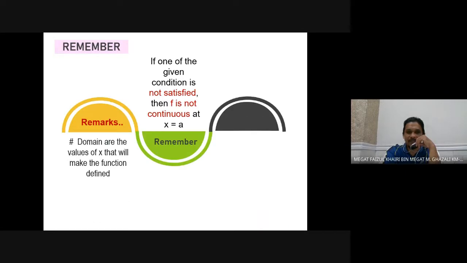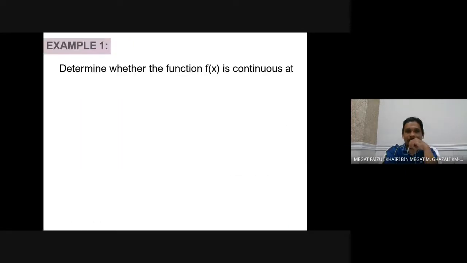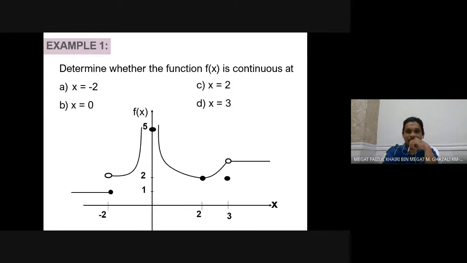Determine whether the function f(x) is continuous at all these points here. Before we determine whether the function is continuous or not, f(x) must fulfill the condition of the limit. The limit condition must be fulfilled first. Then the additional condition is f(a); if it is equal, then it is continuous.